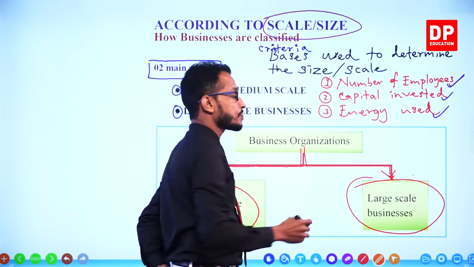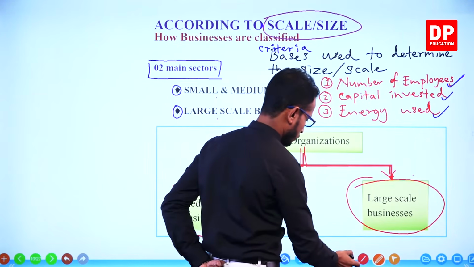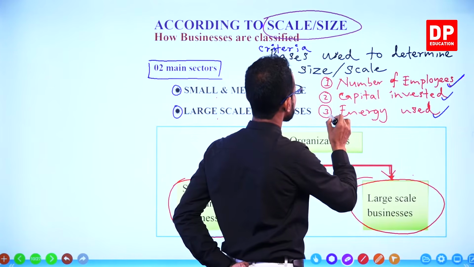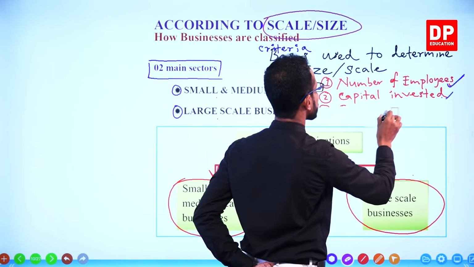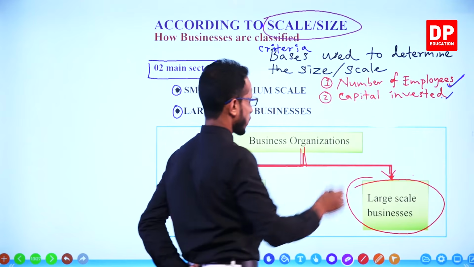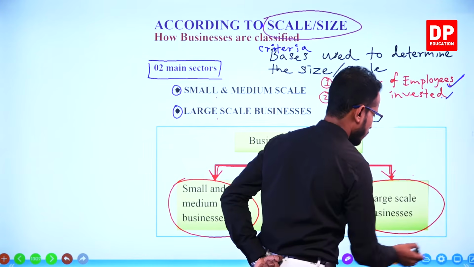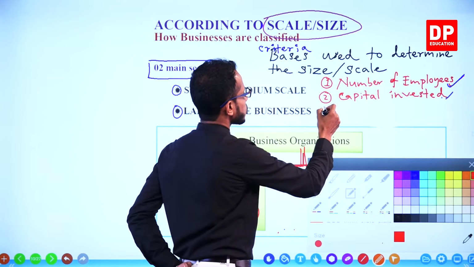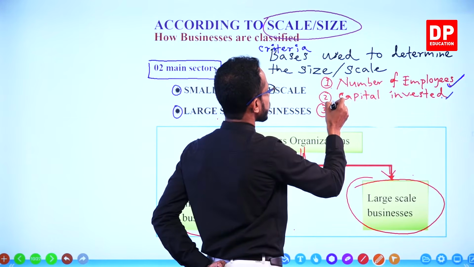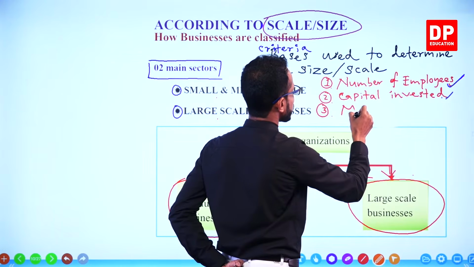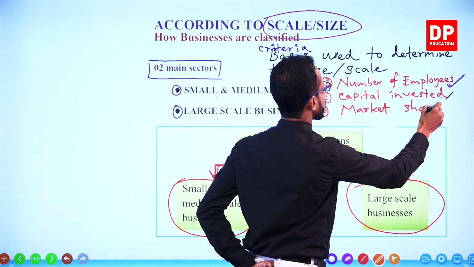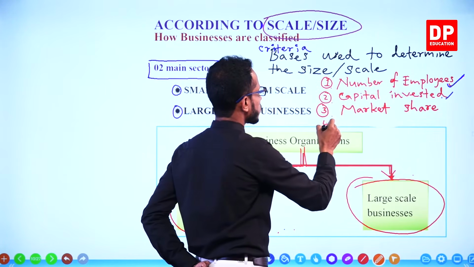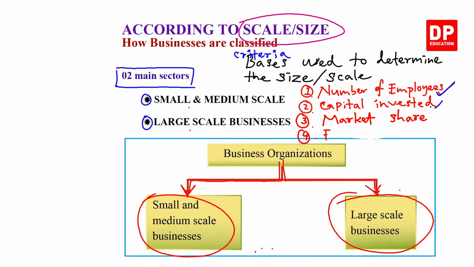I will write it as the third. Shall we? Okay. Let's take that as the third. Market share. Market share of the business. And fourth, we'll take energy used.